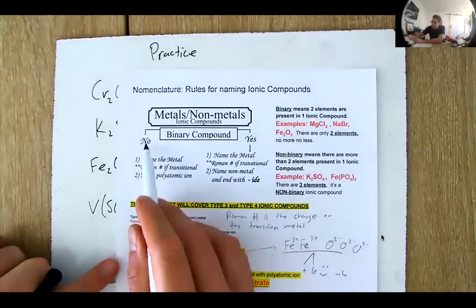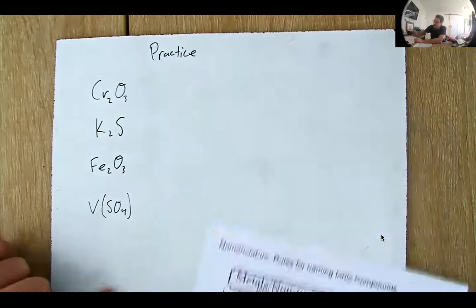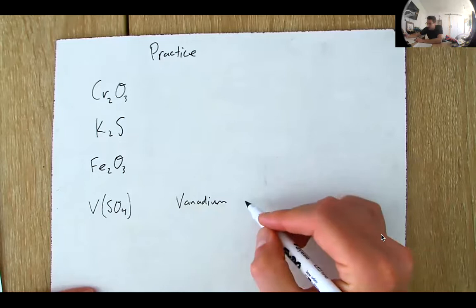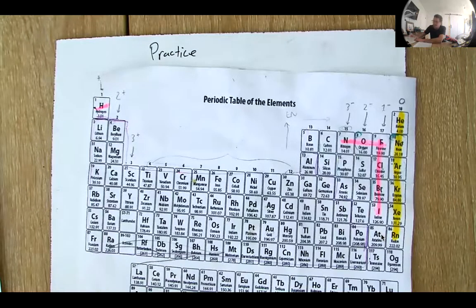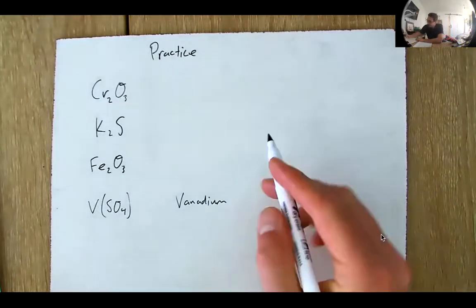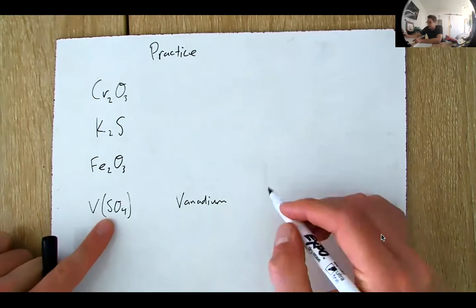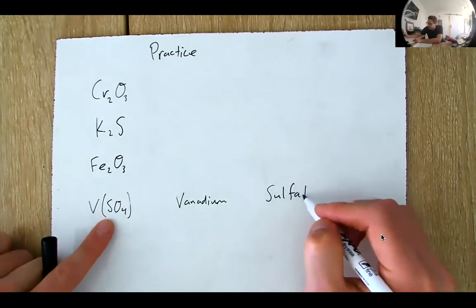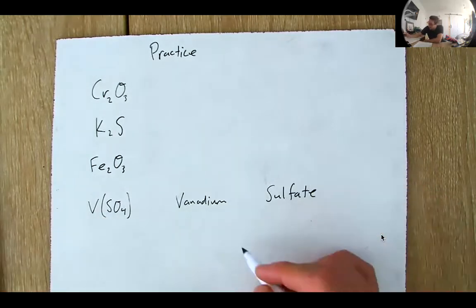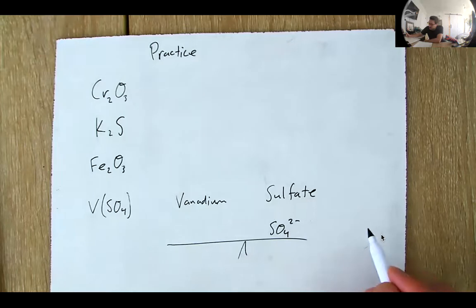So since it's not binary, what we need to do is name the metal, give the Roman numeral if it's transitional, and name the polyatomic ion. So the V stands for vanadium. We don't know the Roman numeral yet, but do we need it? Vanadium is located right here. Yes, we do need it because vanadium is a transitional metal. So after we get the Roman numeral, then we need to name the polyatomic ion. If you look at your polyatomic ion sheet, that should say sulfate. If it's not there, well, now you know, and memorize it. Once you look up sulfate, you can see the charge on sulfate is a 2 negative charge.